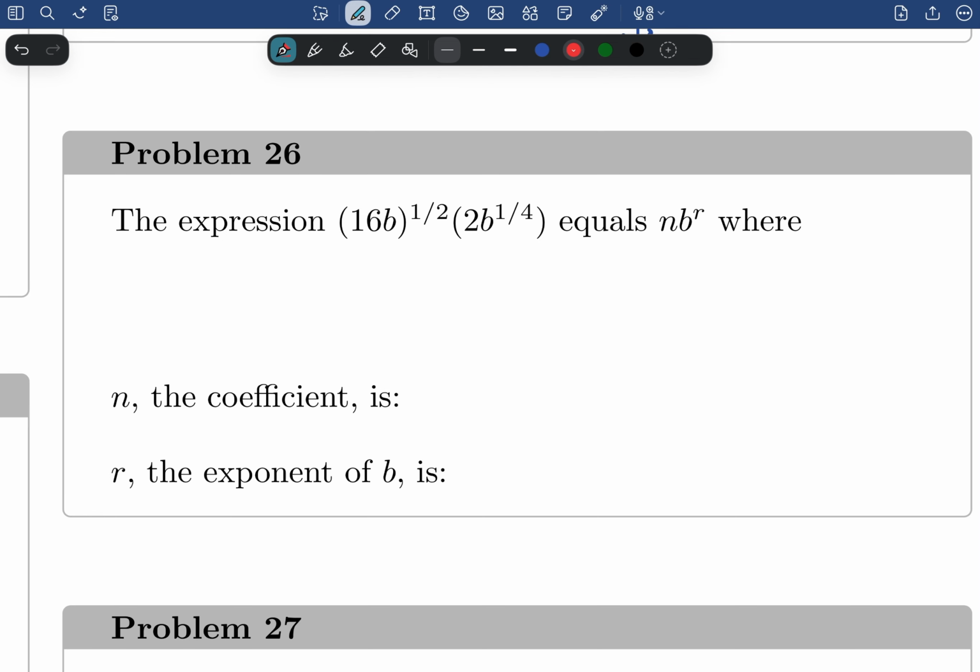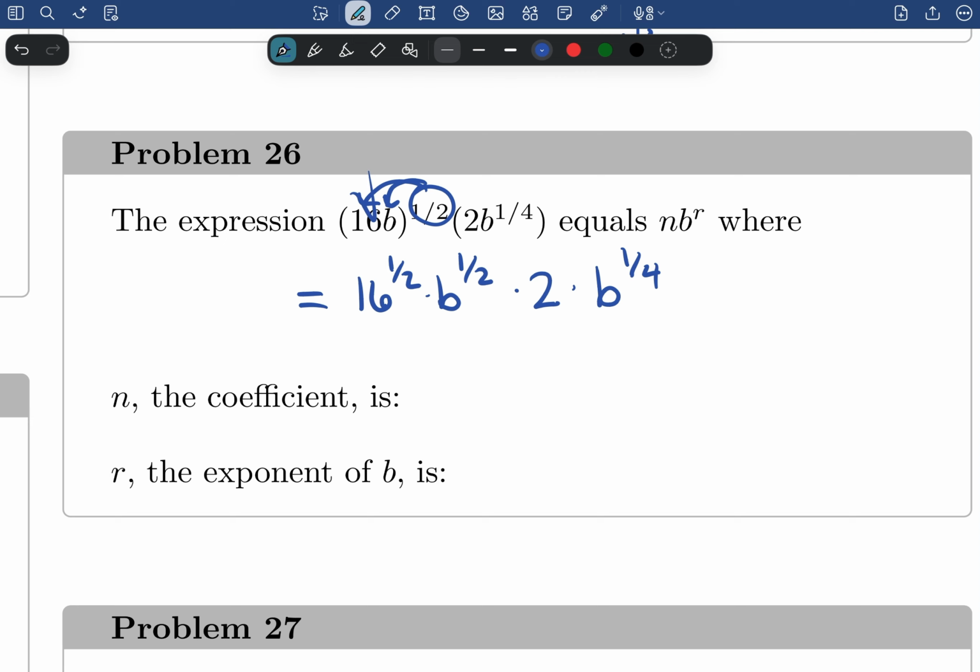Problem number 26. The expression 16 times b to the 1/2 times 2 times b to the 1/4 equals n times b to the r, where n is the coefficient and r is the exponent of b. Now we need to simplify this. And to do it, all we need to do is apply this half power to both of these bases, 16 and b. So that's 16 to the 1/2 times b to the 1/2, okay? And then that's multiplied with 2 times b to the 1/4.